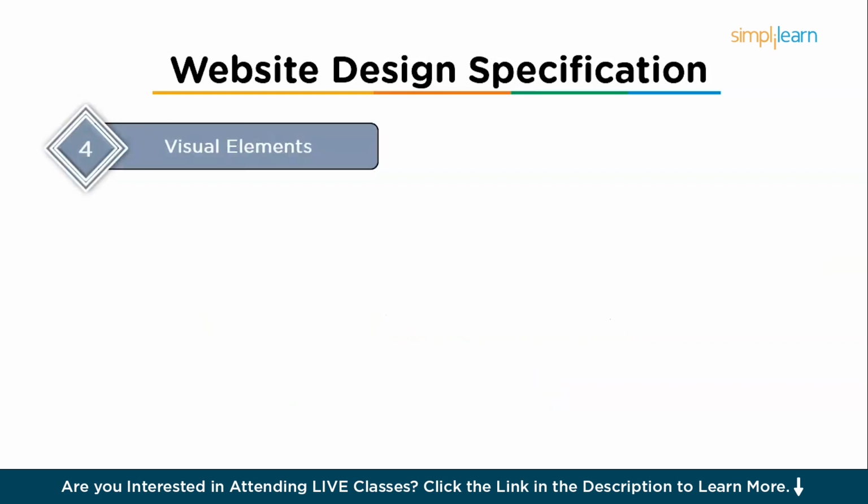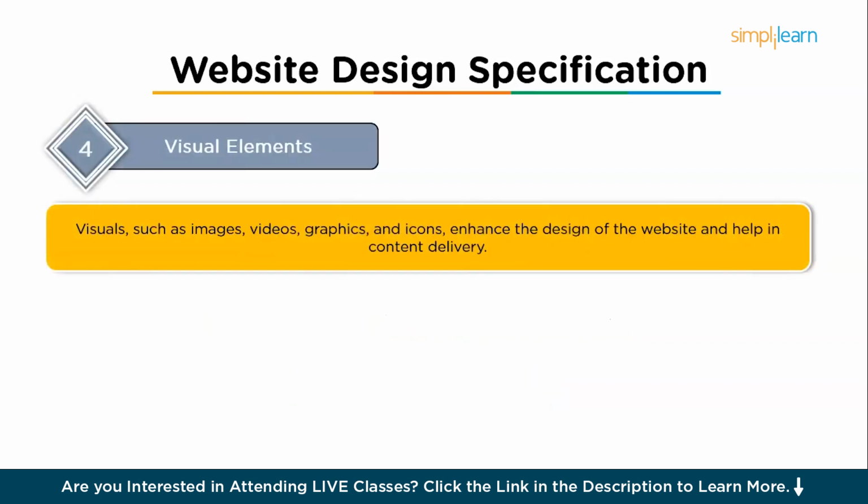The fourth is visual elements. Visuals such as images, videos, graphics, and icons enhance the design of the website and help in content delivery. So these elements can also increase user engagement and keep the visitors interested. Key points to consider, the first is image quality. High-quality, relevant images are essential for a professional look. Avoid pixelated or irrelevant images.